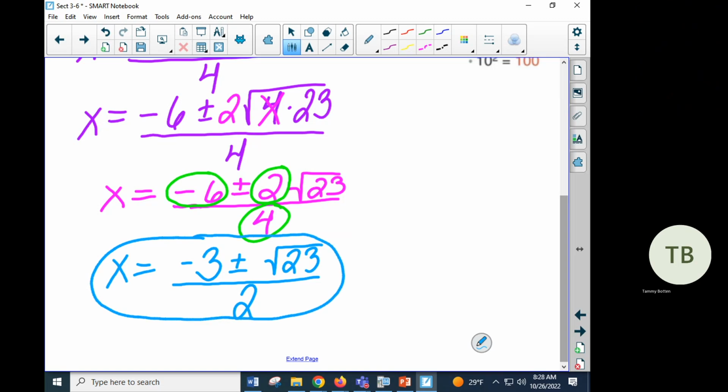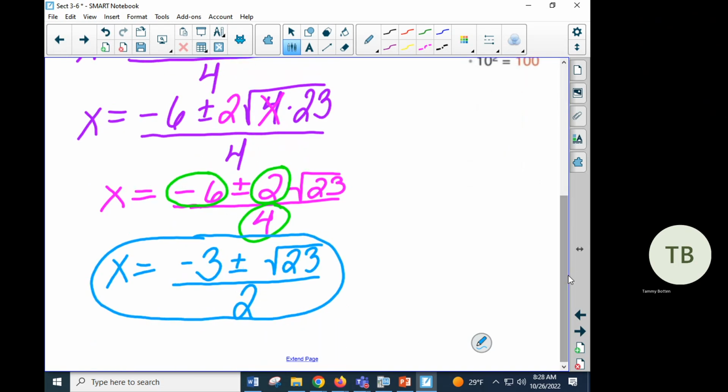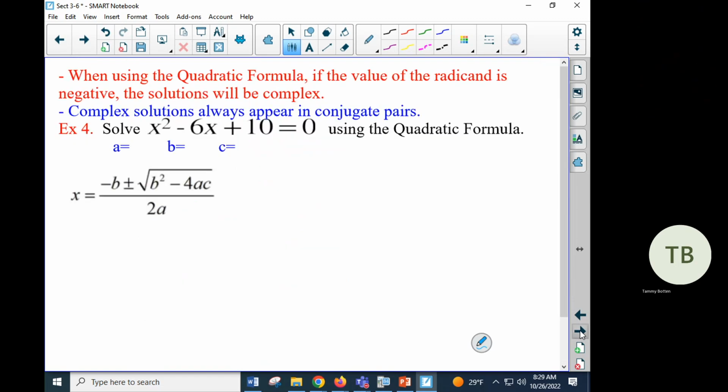And again, if you got this far and you didn't realize a 4 came out, or you got this far and you didn't realize these could be reduced, you would lose partial credit, but not the whole problem, as long as I can see what you were doing. Okay, so let's look at this one.